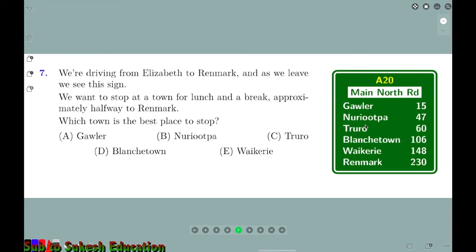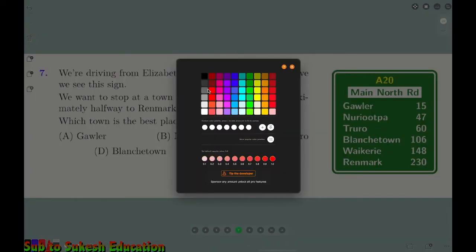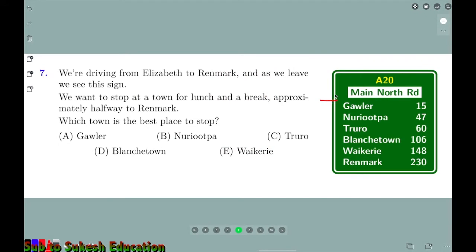Okay, so we're driving from Elizabeth to Renmark. Elizabeth is basically at the 0 kilometer mark, and Renmark is here. So they're driving from here to here, from 0 to 230. So the half is 230 divided by 2. That's 115, right? So the half is supposed to be 115 kilometers. Closest to 115 is 106.